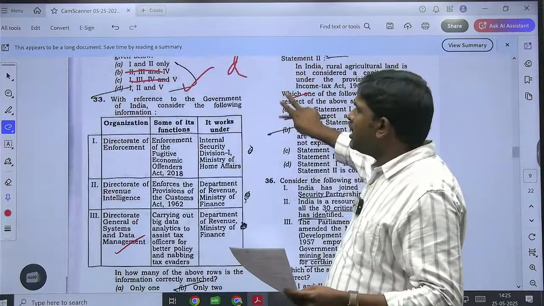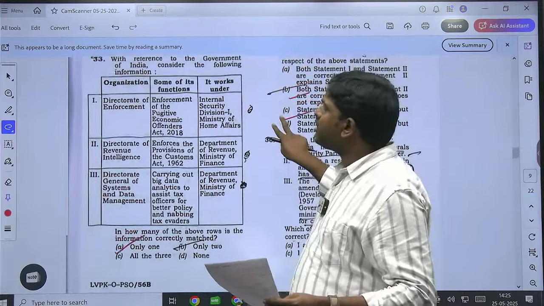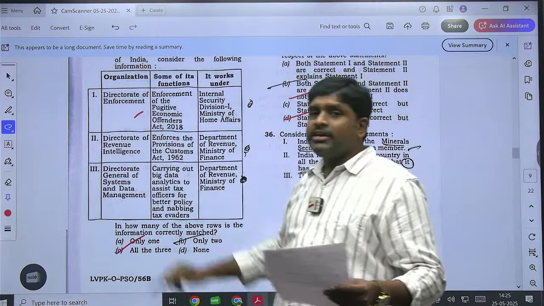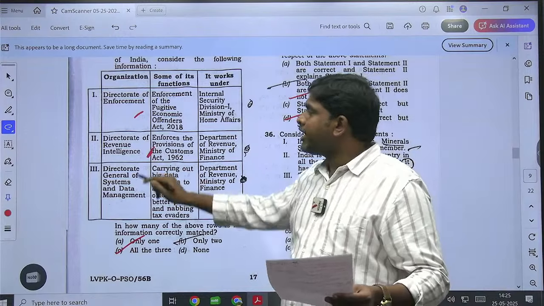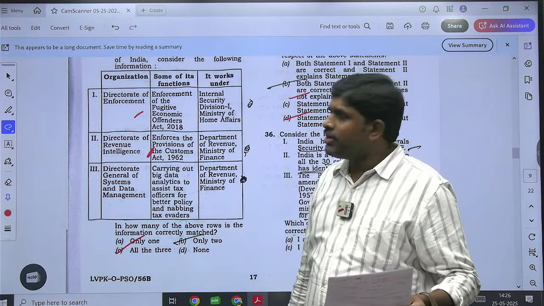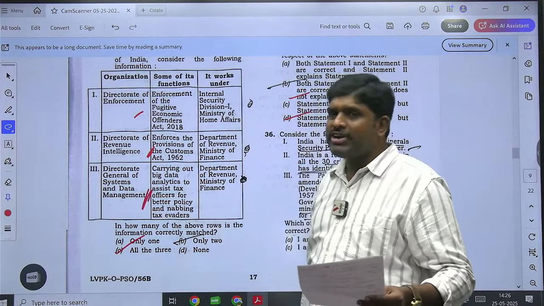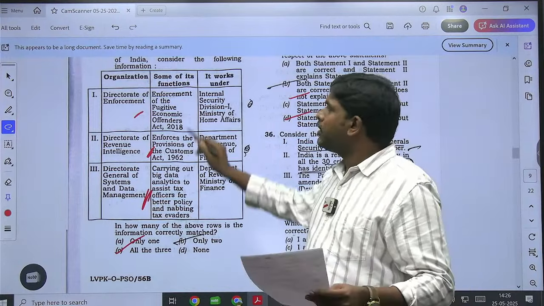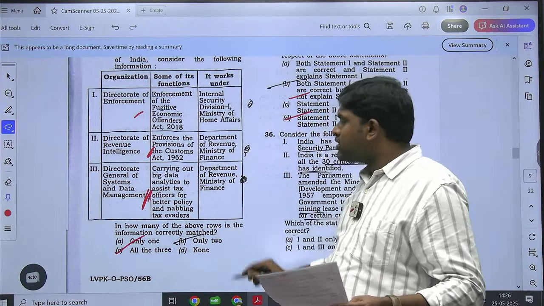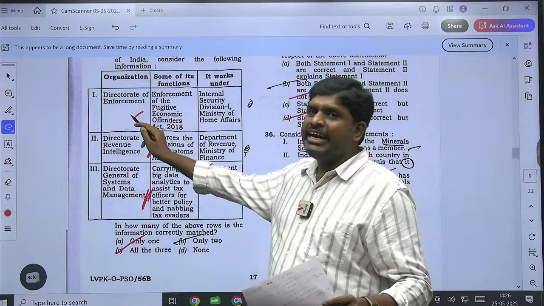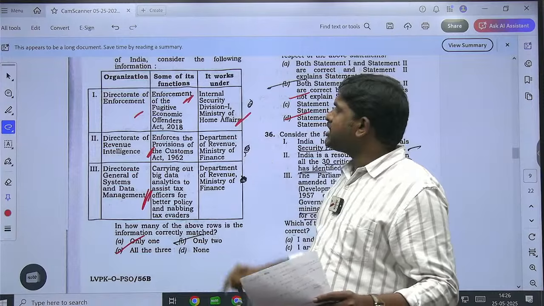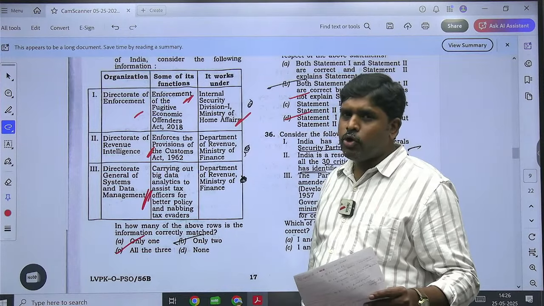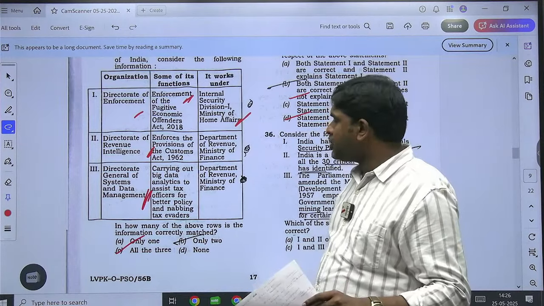Third question, with reference to Government of India, consider the following information. ED, Directorate of Enforcement is very much in news nowadays. Directorate of Revenue Intelligence is very much in news nowadays. Directorate General of Systems of Data Management, this is something new. So in this, in how many of the above rows is the information correctly matched? Whether ED, Enforcement of Fugitive Economic Offenders Act, Internal Security Division, Ministry of Home Affairs. So for this the answer is how many of them are correct?